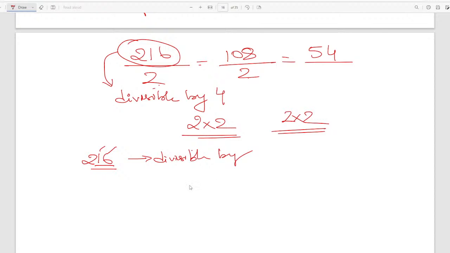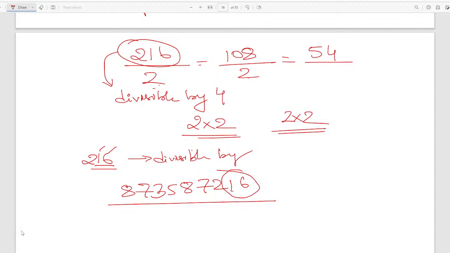For example, you can take any number, 873587216. Is this number divisible by 4? Yes, the last two digits are divisible by 4. And this is the power of the rule. It can be any large number, but if the last two digits are divisible by 4, then this number would be divisible by 4. I hope this is clear.